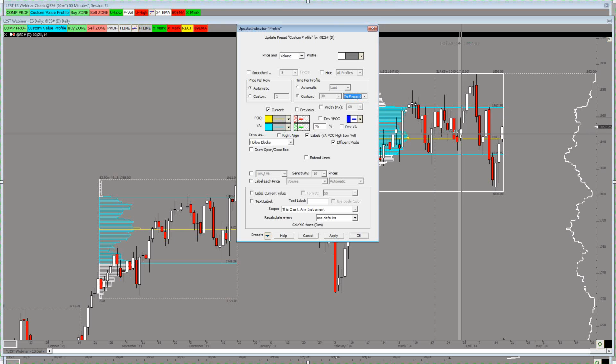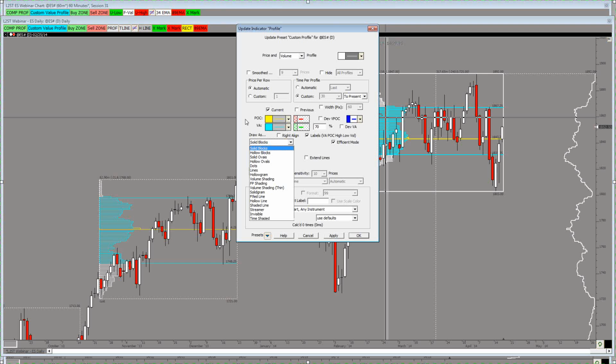Now, the only things I'm interested in are the POC, volume point of control, and value area. So I choose my own colors. Choose the colors you like. I draw it as a hollow box. You can make that solid blocks, whatever you like. These are just formatting. It doesn't really matter. The main thing here is the volume profile.